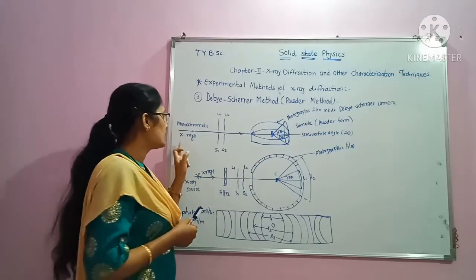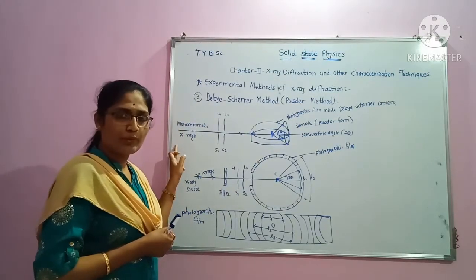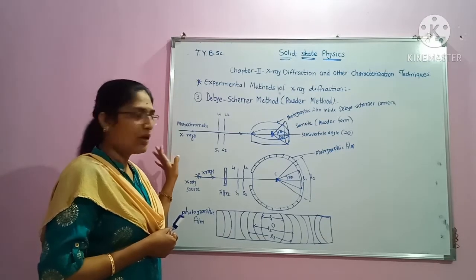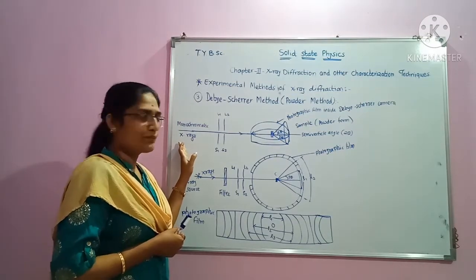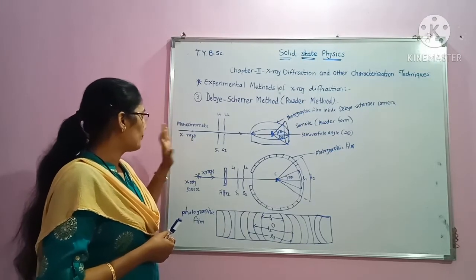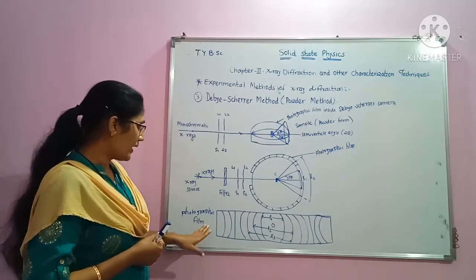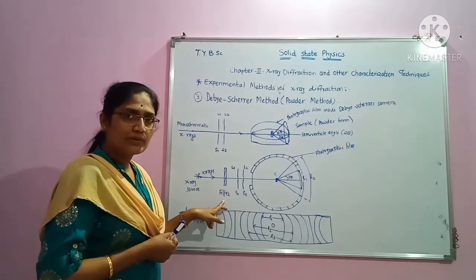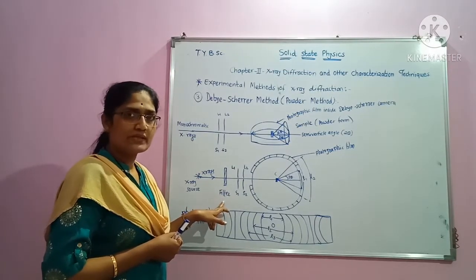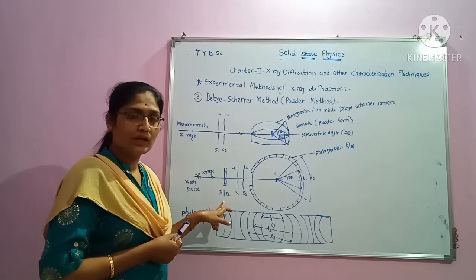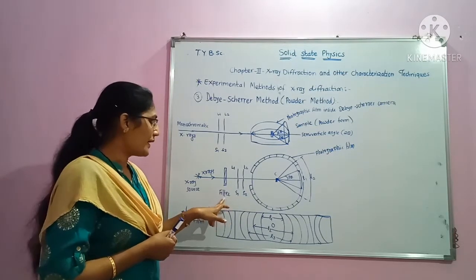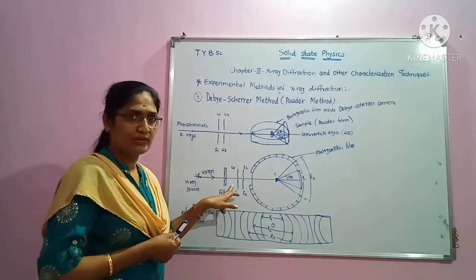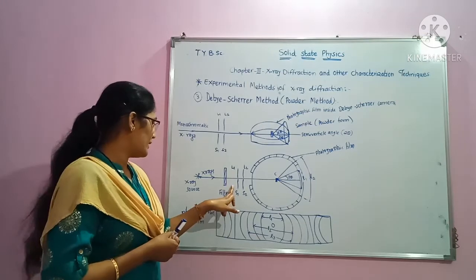Initially this X-ray beam does not have monochromatic nature, as the X-ray source produces polychromatic X-ray beams, and in order to make them monochromatic they are allowed to pass through a filter. What is the role of the filter? The filter will block the unwanted wavelengths and allow only the single wavelength under study to pass, and hence the beam coming out of the filter has monochromatic nature.